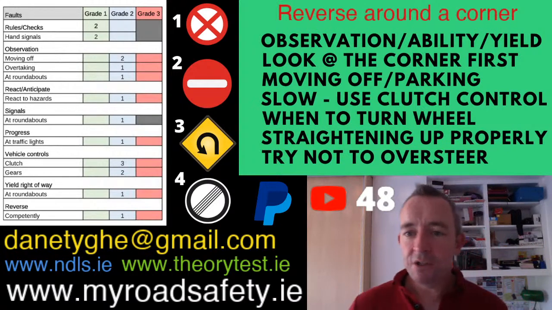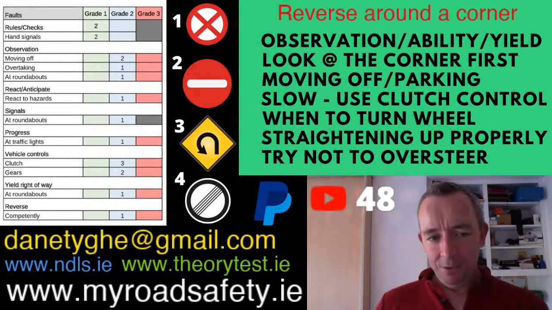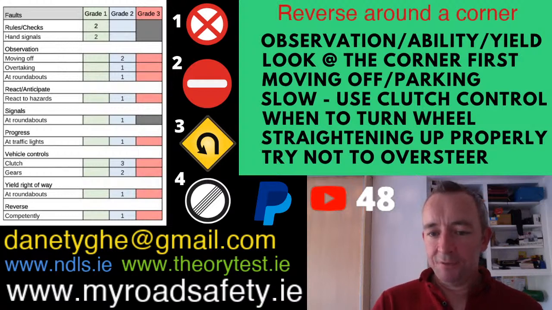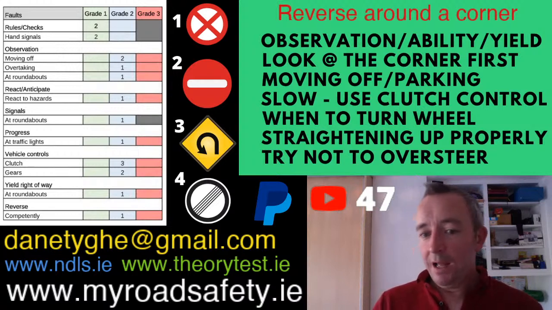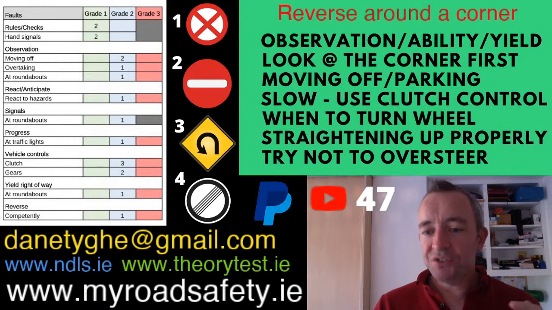They'd be the three main areas that the tester will mark you on when it comes to the reverse around a corner. Now, the next point I have there is look at the corner first. So, in the vast majority of cases, the driving tester will ask you to park before the corner, and then you'll end up moving off and then parking on the left. So, essentially, you're going to be driving past the corner before you actually do it. So, you'll have a chance to observe it. So, take that opportunity to observe the corner.